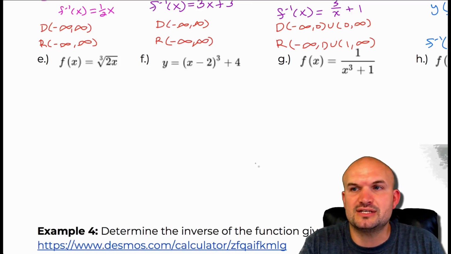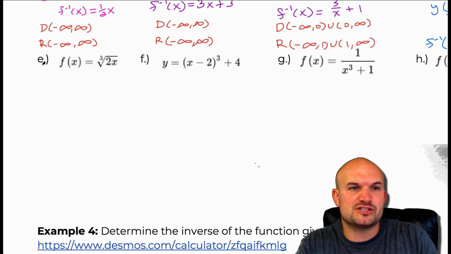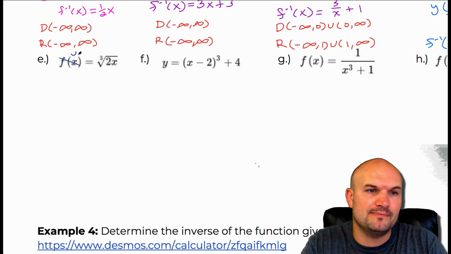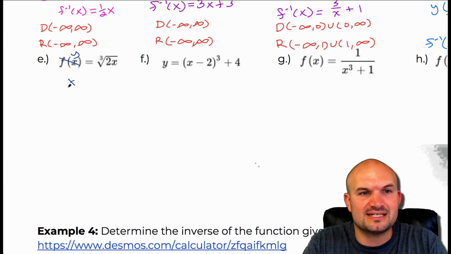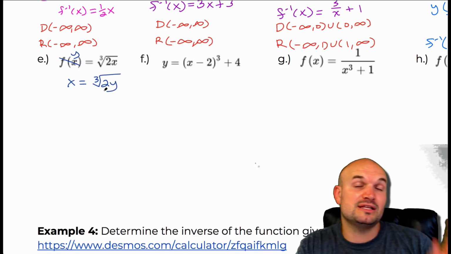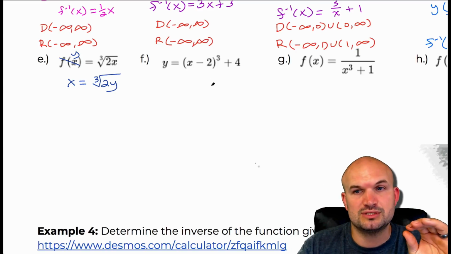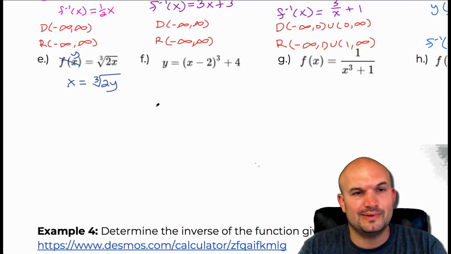Now for these, just to speed things along, I'm going to swap f of x with y and then swap the variables. So now my next step is x equals the cube root of 2y. At least one thing I should note, we'll get to it when we get to it.